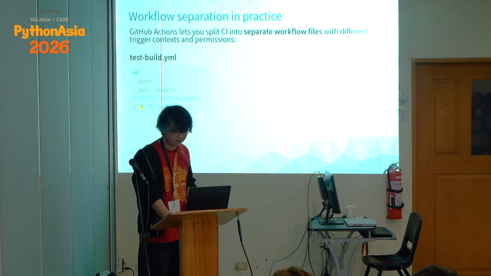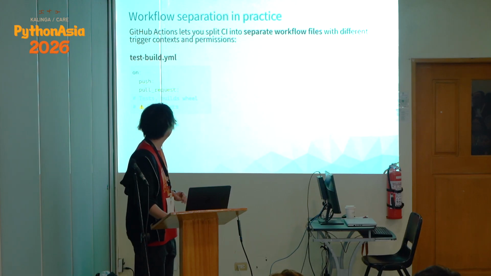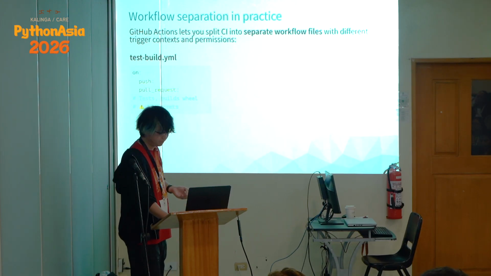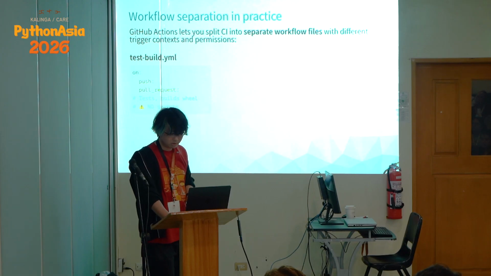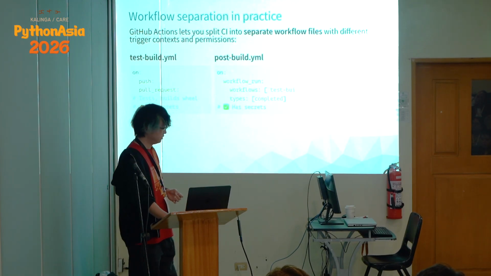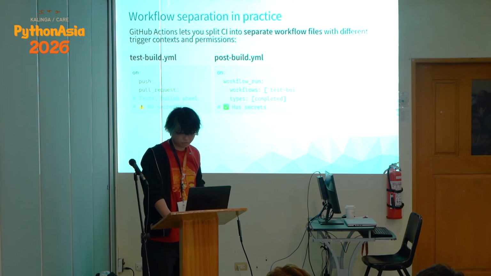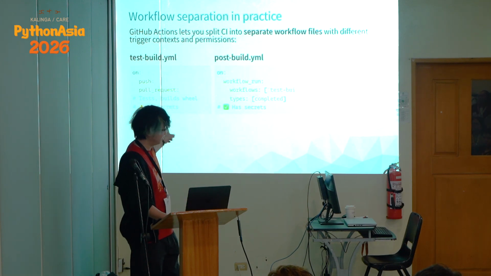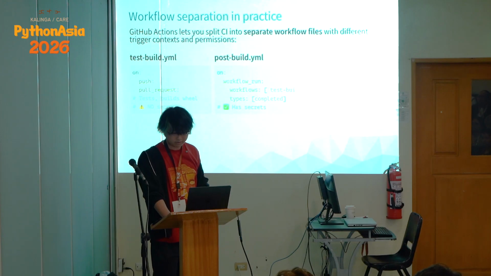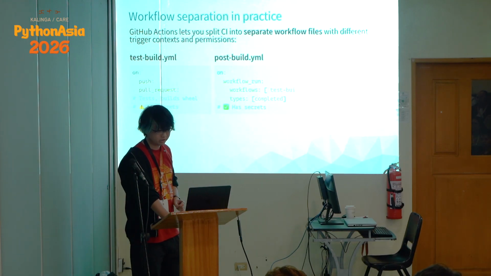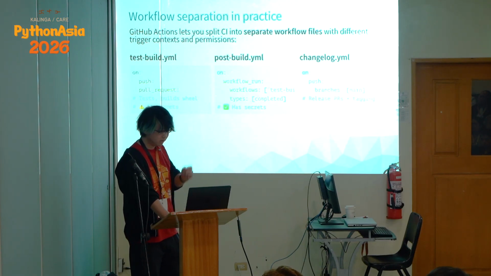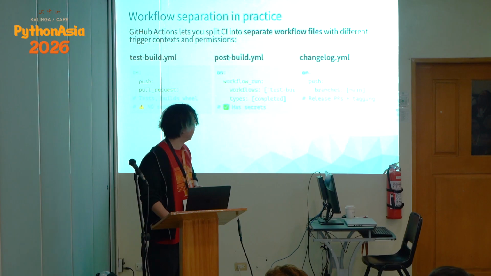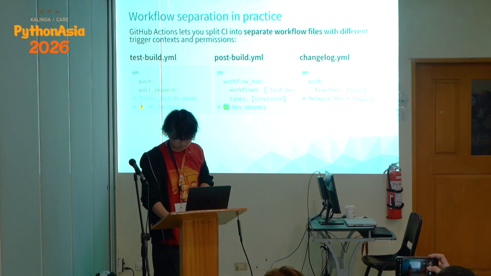The test-build YAML file is triggered by push or pull request. It runs tests and builds the wheel, but has no secret access. Then I added the post-build YAML, which is triggered when the test-build workflow finishes and runs in the default branch context with secrets, so it can publish the package to PyPI and create releases. And changelog.yaml is the file that we explained in the previous section.